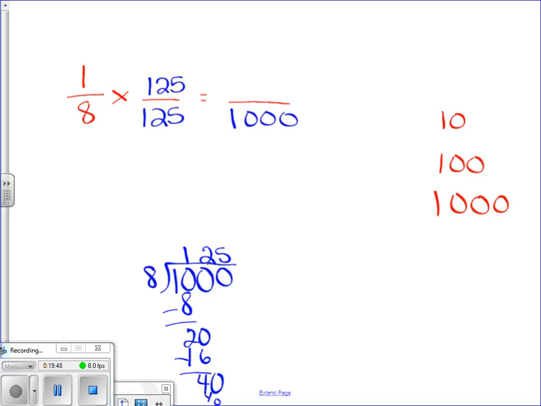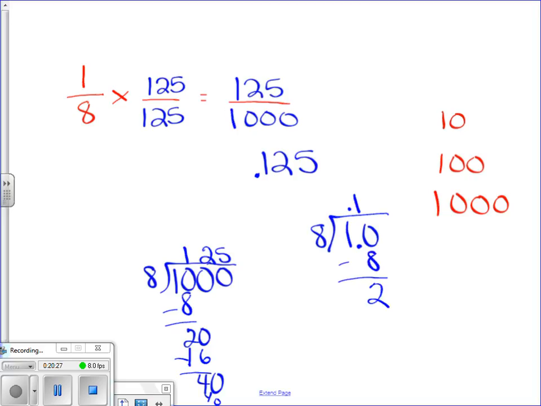So that's what it was, where it was 125 over 1,000, so you have 125 thousandths. 1, 2, 3 places to the decimal. Or you could have just done 1 divided by 8, and you have the decimal, and then you would have had to just add a 0 at a time and divide it. And I mean, you end up doing twice the work.